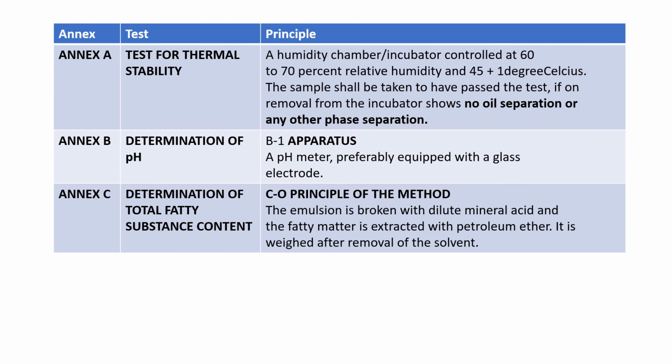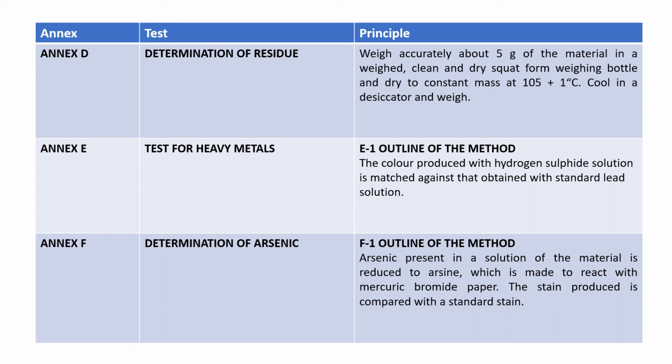So, Annexure C specifically talks about the determination of the content of total fatty substance. Now, Annexure D basically talks about the determination of total residues. Accordingly, methodologies have been established. As per the principle, you take about 5 grams of the material in a weighed clean, dry weighing bottle, dry to a constant mass at 105 degrees Celsius, cool it in a desiccator and reweigh it till you get the determination of residue.